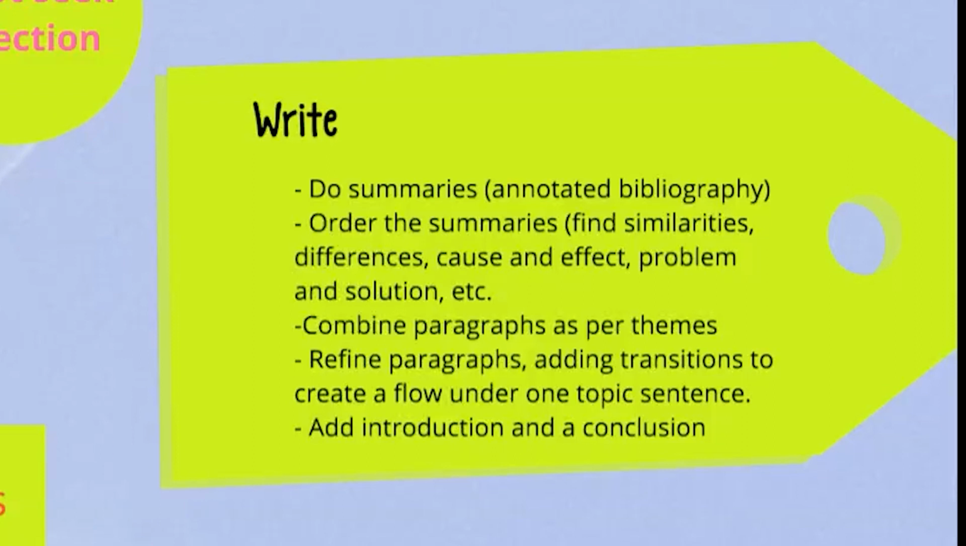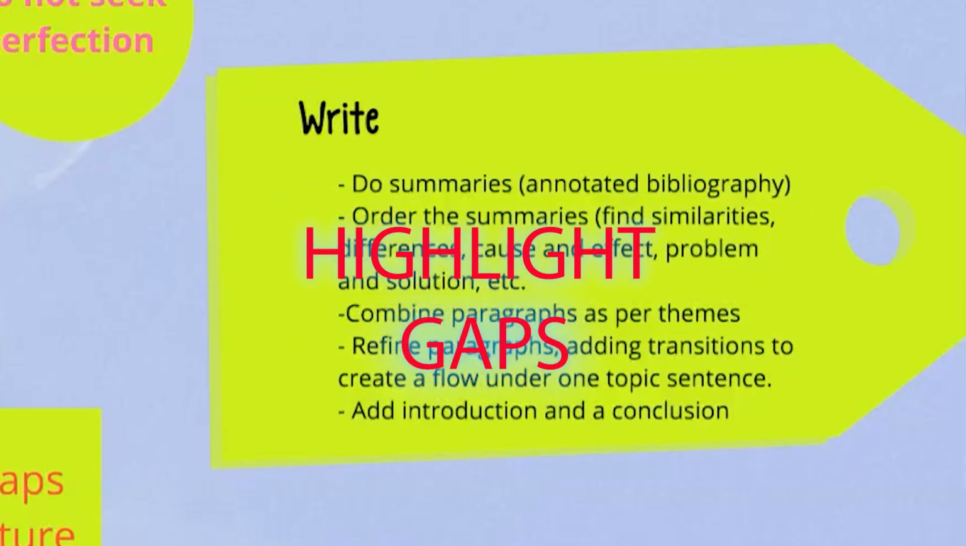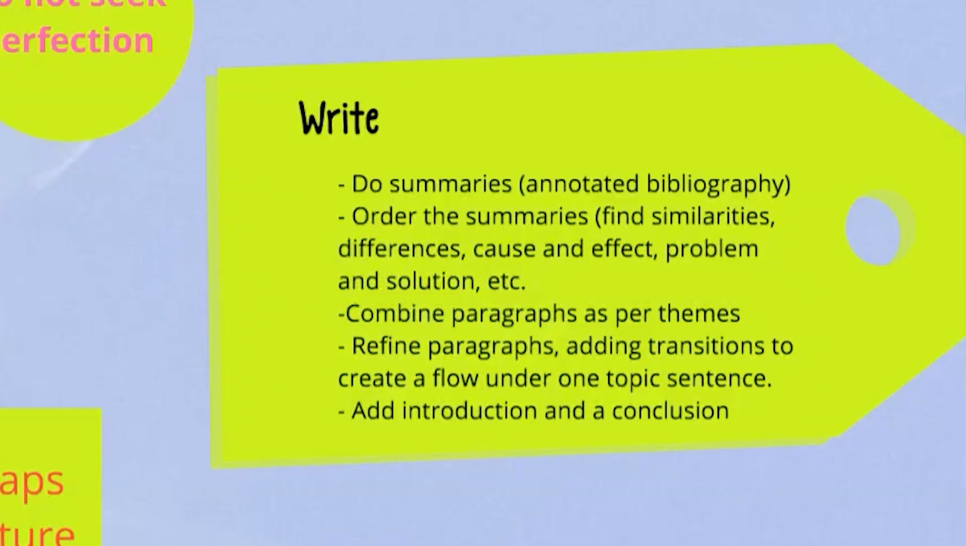So how do we write? I found an article, I do my summaries. I order those summaries. I combine the paragraphs per theme. I refine my paragraphs and add transitions to create a flow, and add an introduction at the end and the conclusion. And very important, I have to highlight gaps in the literature. So now I have done my literature review. What's next?